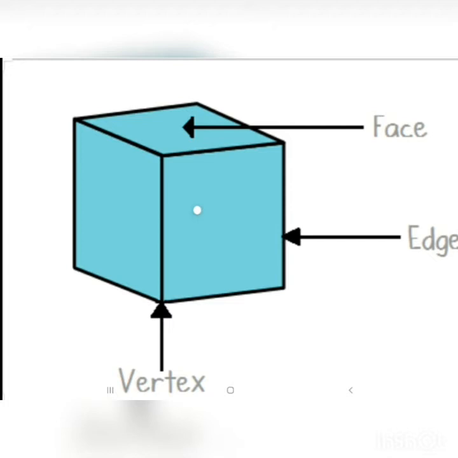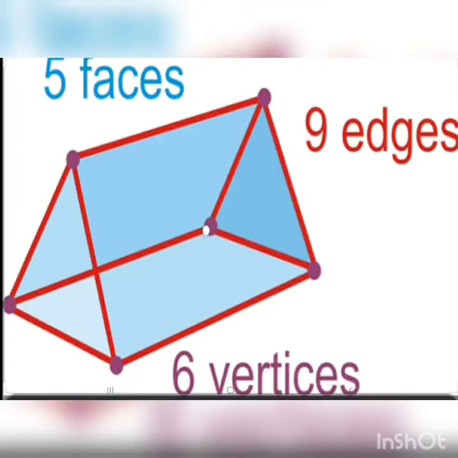And a vertex is the common point between three edges. Now this is a triangular prism. So how many faces are they having? 1 here, 2 here, 3, 4, and on the other side 5 faces. Now edges: 1, 2, 3, 4, 5, 6, 7, 8, 9. So 9 edges.